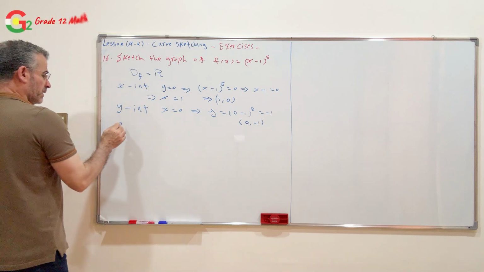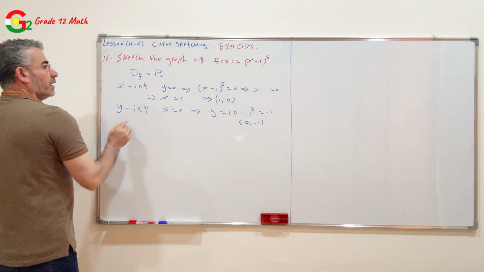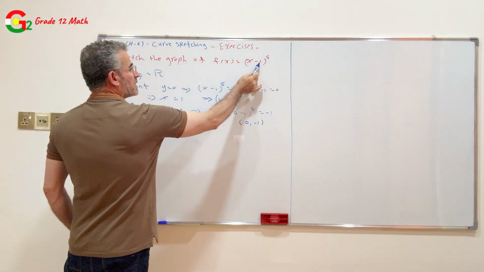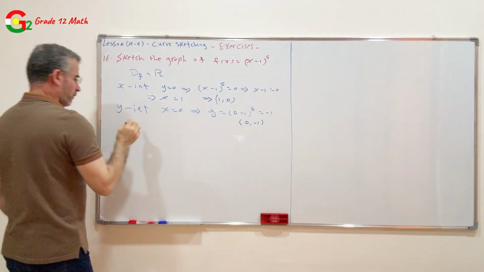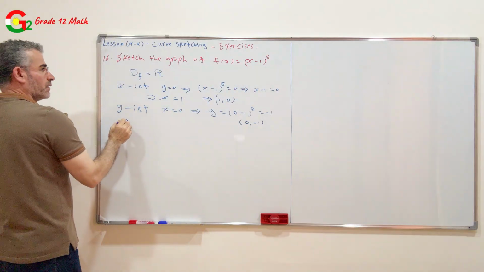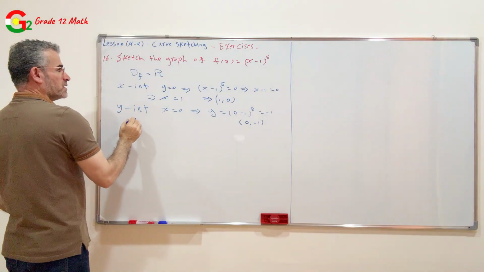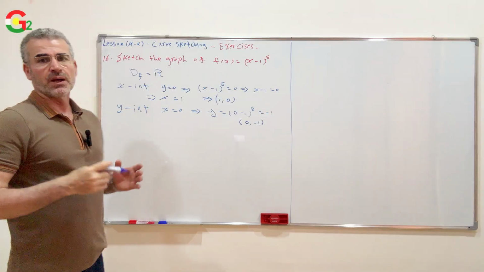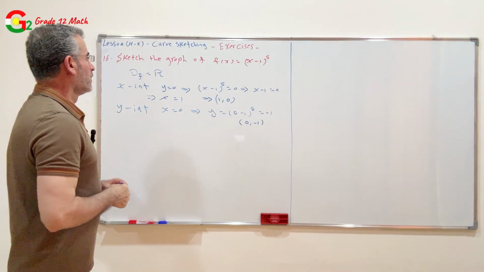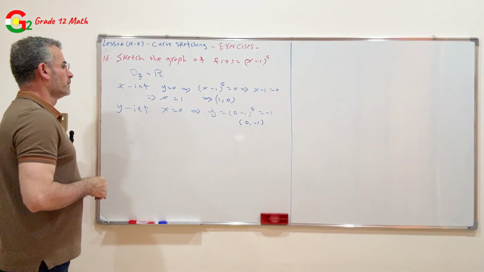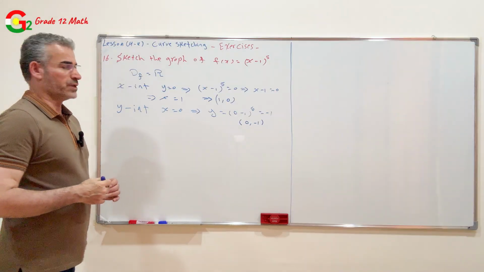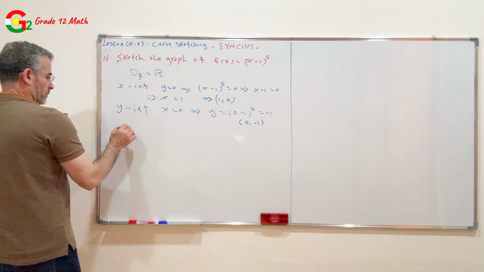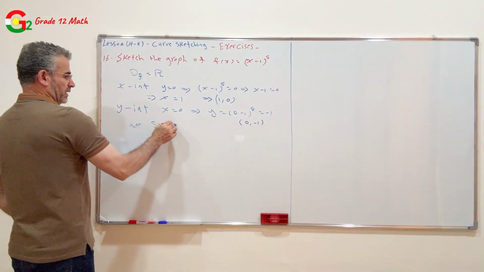For symmetry, odd minus even, neither, to the power 5, neither. Therefore, the function is not symmetric, neither with the y-axis, nor with the origin. No symmetry.